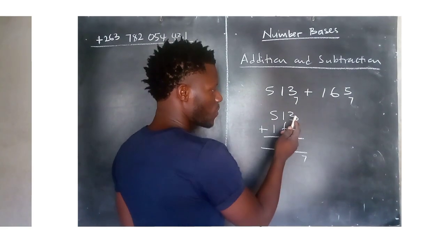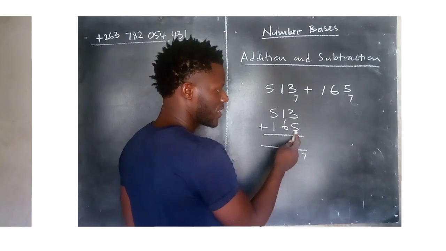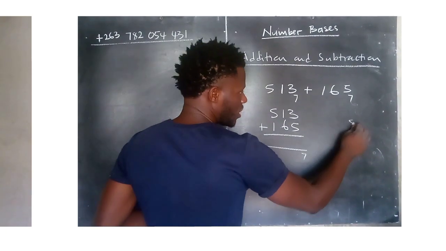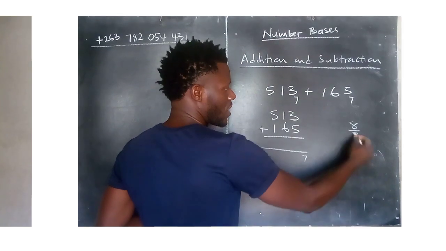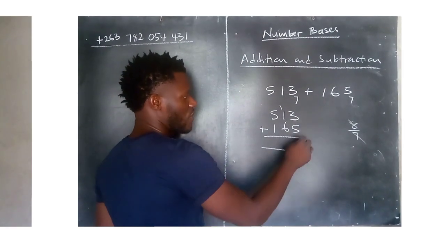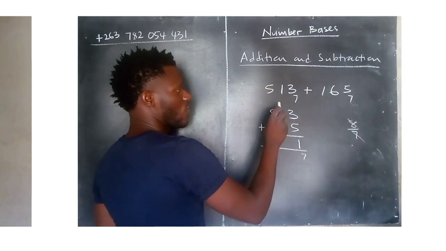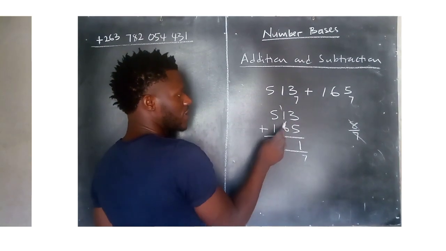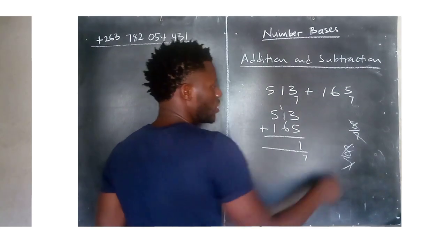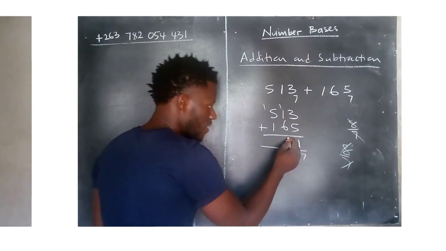So in this case, 3 plus 5 gives us 8. We cannot have 8 in base 7. So that 8 must be divided by the base. 7 into 8, 1. Then the remainder is our final answer. 7 into 8, 1, remainder 1. 6, 7, 8. Again we have 8. 7 into 8, 1, remainder 1.